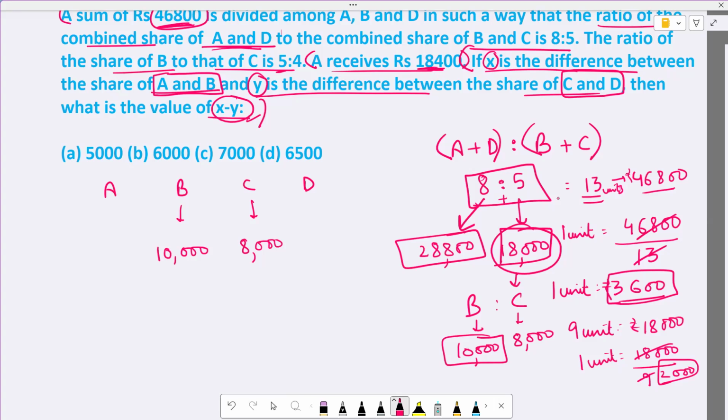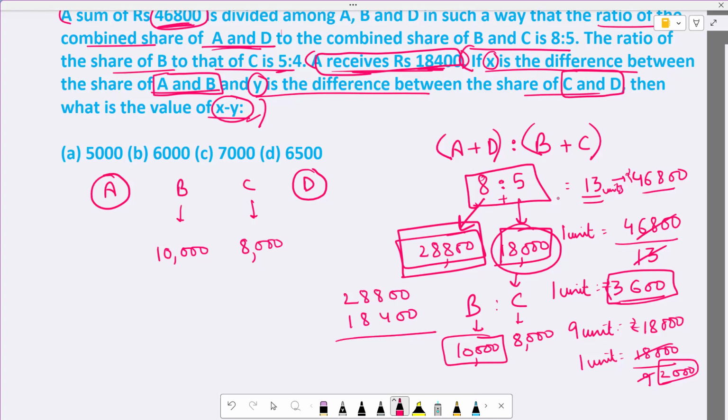Now, since we know the total share of B plus C and A plus D, we can identify that it was this much. And now, how can we identify the share of A and D separately? Information is given here that A receives rupees 18,400. So we can subtract 18,400 from this total sum of A and D. We'll get here 10,400. So D receives 10,400 and A here receives 18,400 as it was already given.